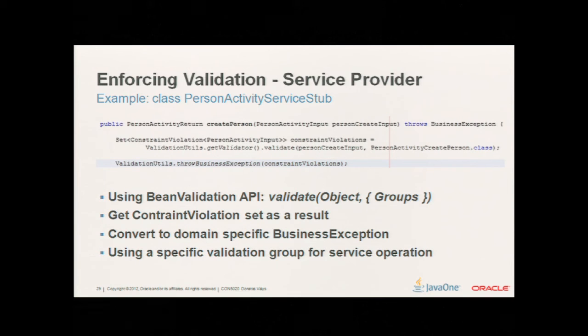In the sample for the session, there is one generic business exception which can accumulate a list of constraint violations inside. So we can transfer violations from the backend, from service provider to service consumer, and look at what kind of specific business constraints were violated.